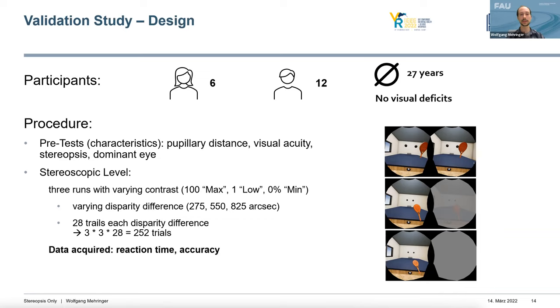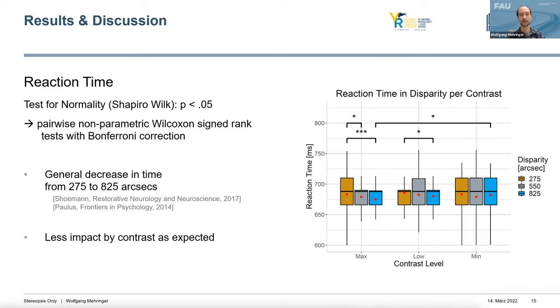The data we acquired was the reaction time from the ball hitting the plane until one ball was hit by the player, and whether the correct ball was hit or not. Now, if we look at the reaction times of only the correct responses, we can see that there is a general decrease in the time from the lowest to the highest disparity. That's what we expected. However, if we compare the 275 arc seconds in the different contrast settings, we can see that there is only a small difference in the median. That is something we did not expect.